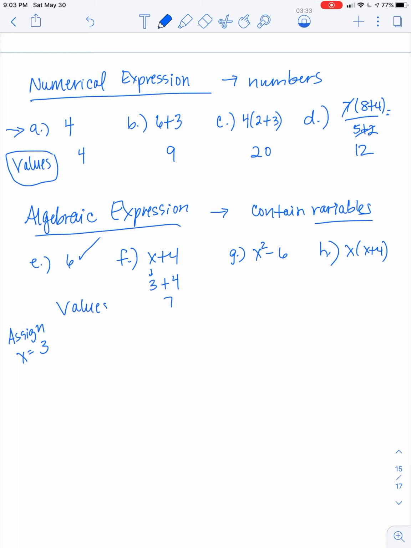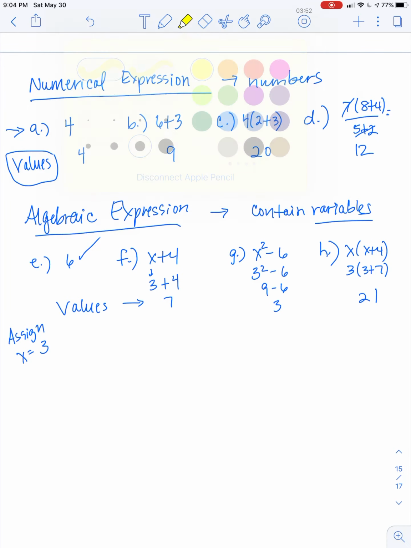So I'm going to list the values here. Okay, if I put a 3 in here, we have 9 minus 6, and the value is 3. And here we would put a 3 in, and we would have 21. Okay, so you have your numerical expressions up top and their values. And here we have algebraic expressions and their values.